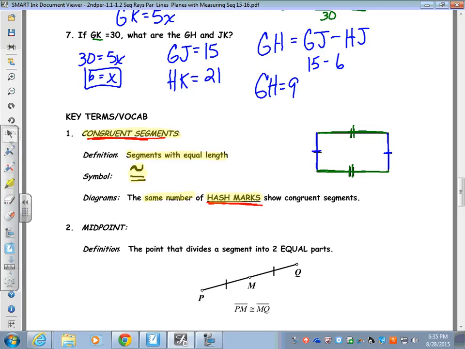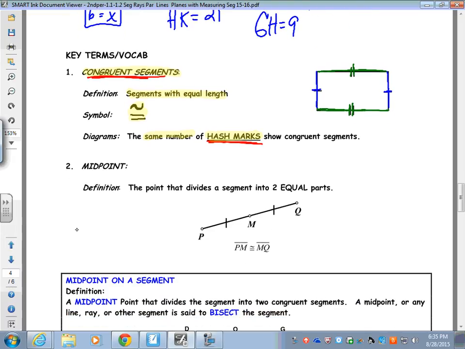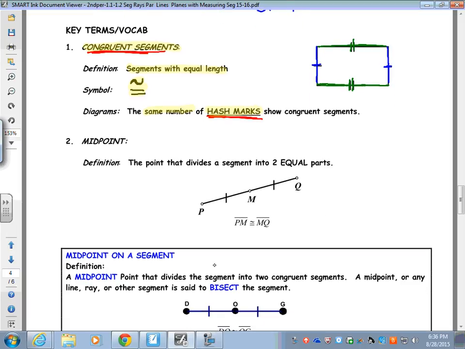Now, knowing how to mark congruent, or what congruent segments are, we can have a better understanding and apply the definition of midpoint. Okay, midpoint is a point that divides a segment into two equal parts.